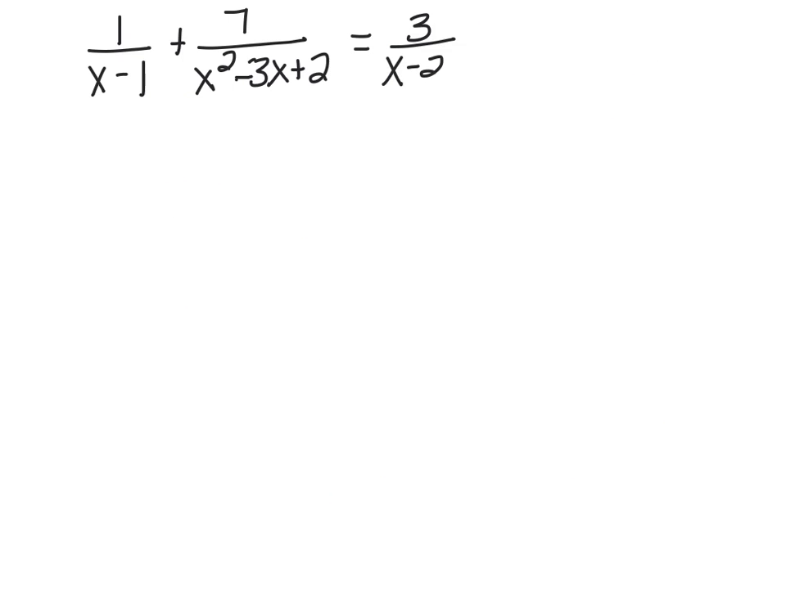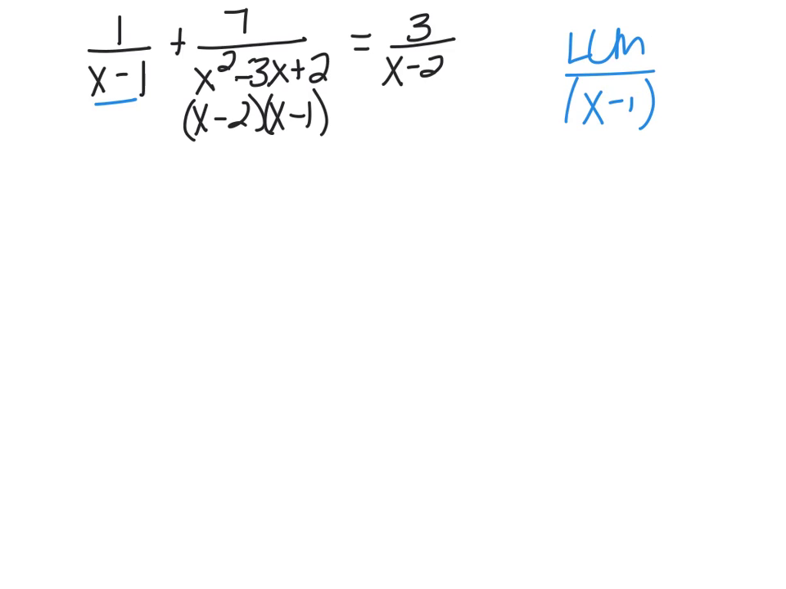So now we're going to continue with the same concept, but before I do that, I'm going to factor this middle one so everything's factored. So this would be x minus 2 and x minus 1. I'm going to start with my least common multiple this time. My least common multiple, I need at least an x minus 1. I need an x minus 2. An x minus 1 is already on my list, and an x minus 2 is already on my list.